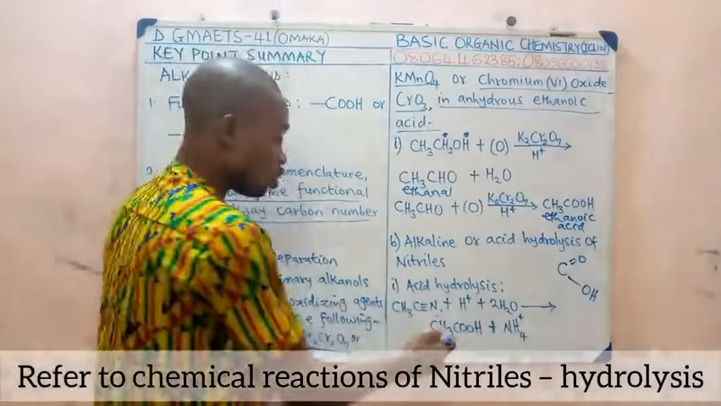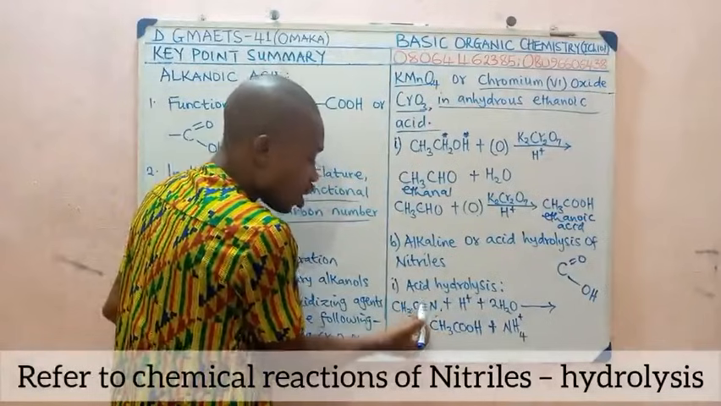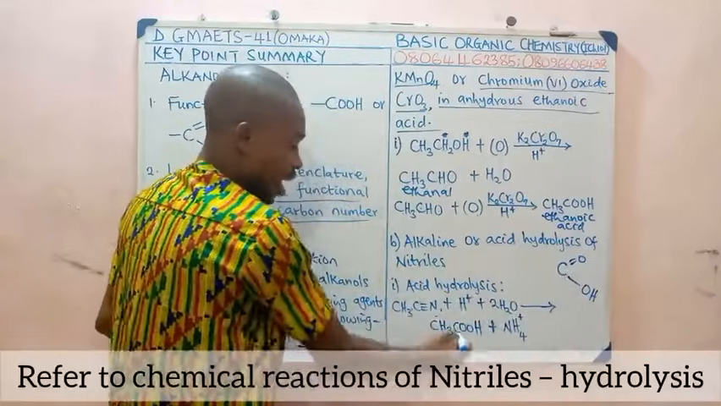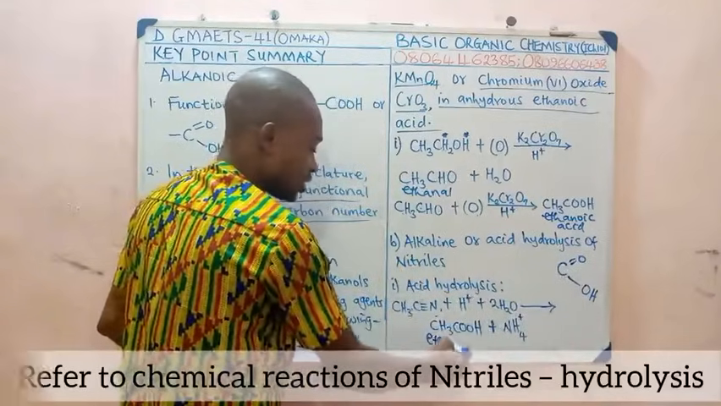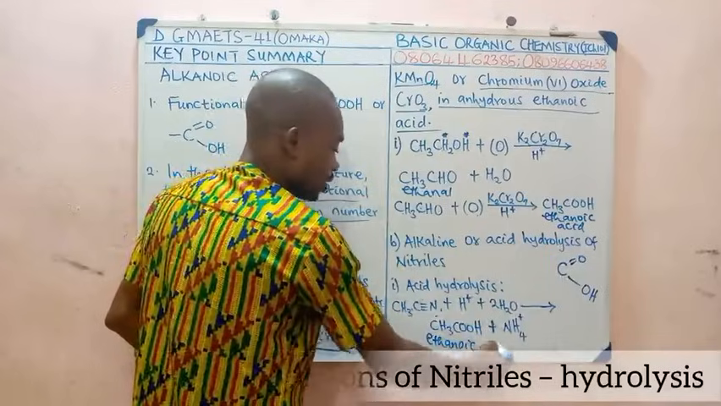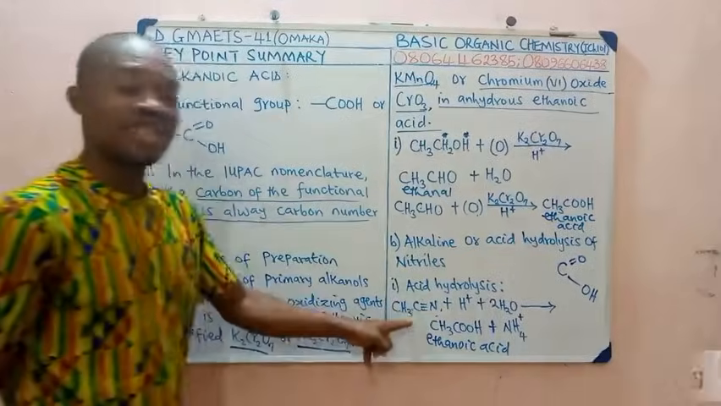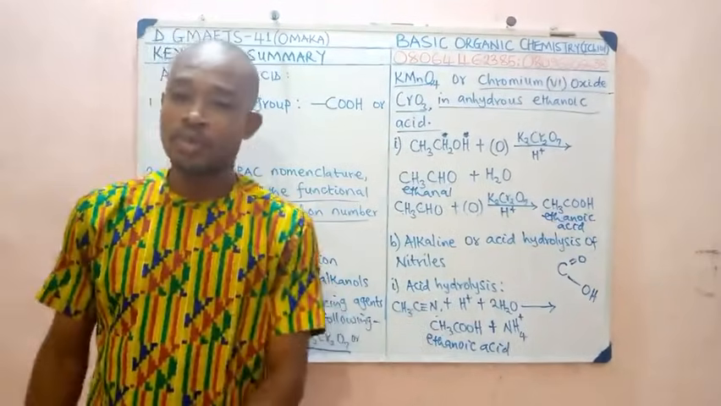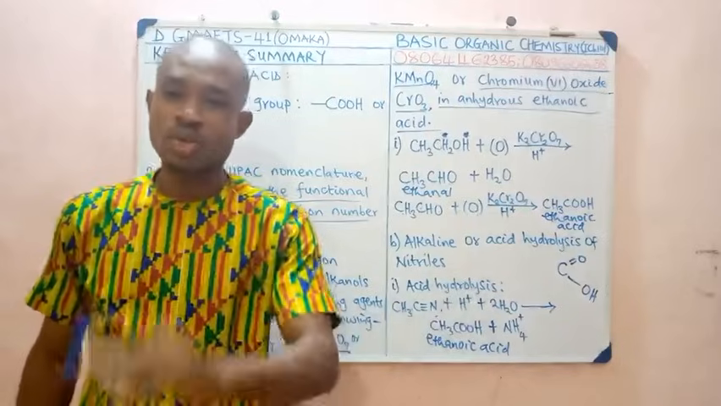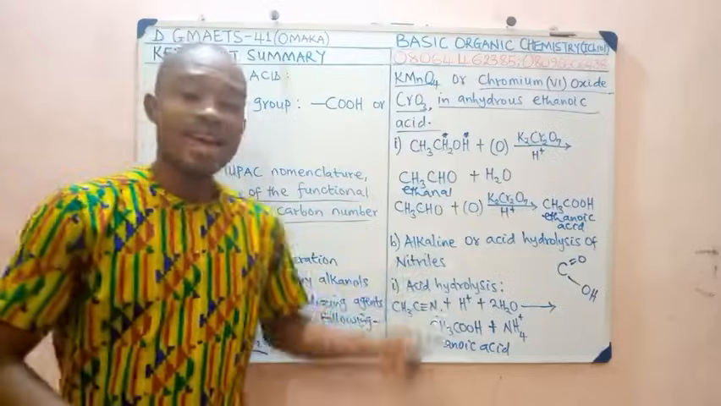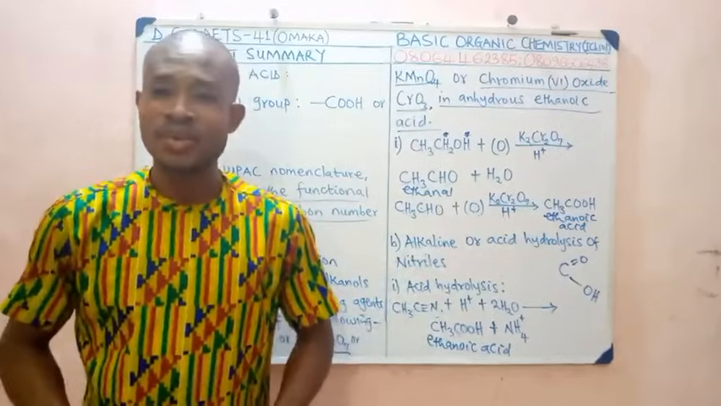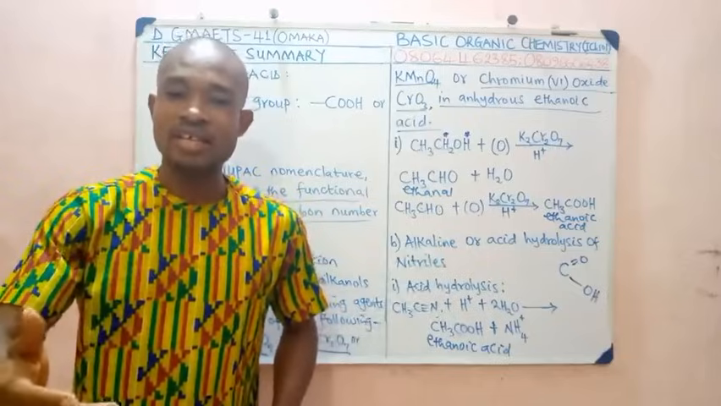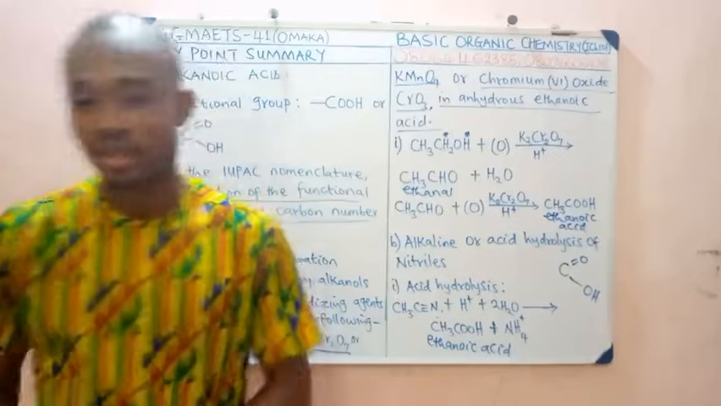All these are the leaving group. This COOH, this part now, is what we are interested in. And this is ethanoic acid. Ethanoic acid, because the nitrile we use here is ethanenitrile. And that is how we prepare alkanoic acid in this method. Next, we are going to see the alkaline hydrolysis, and then we'll also consider the way we can prepare alkanoic acid from Grignard reagent and carbon dioxide.